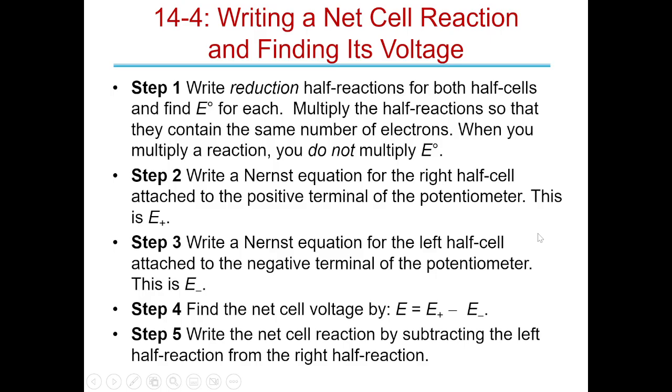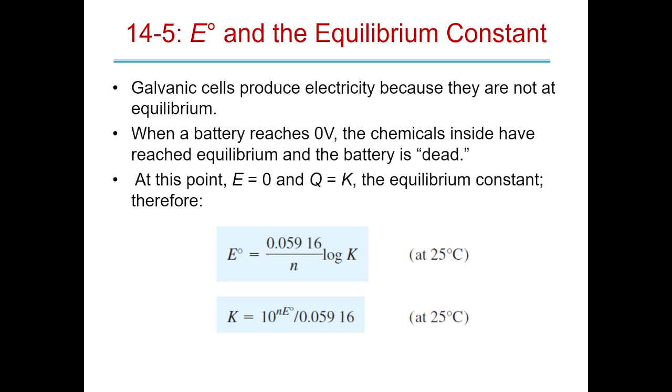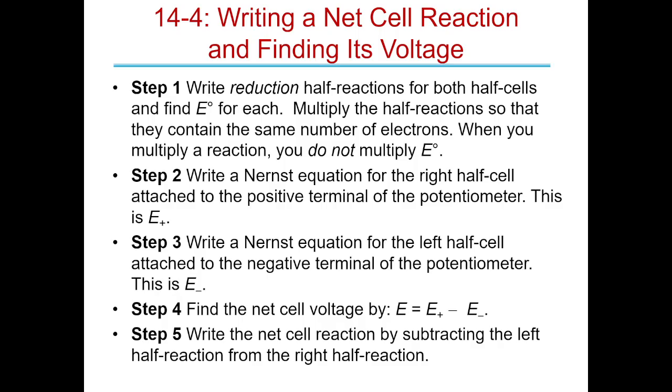Then, step 5, you'd write the net cell reaction by subtracting the left half reaction from the right half reaction. And that would give you your overall system, or your net cell reaction, whichever one you want. Okay.